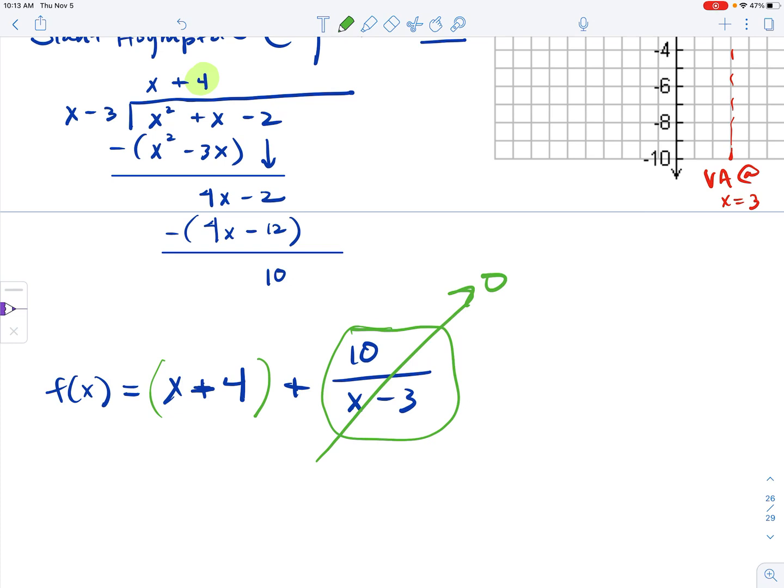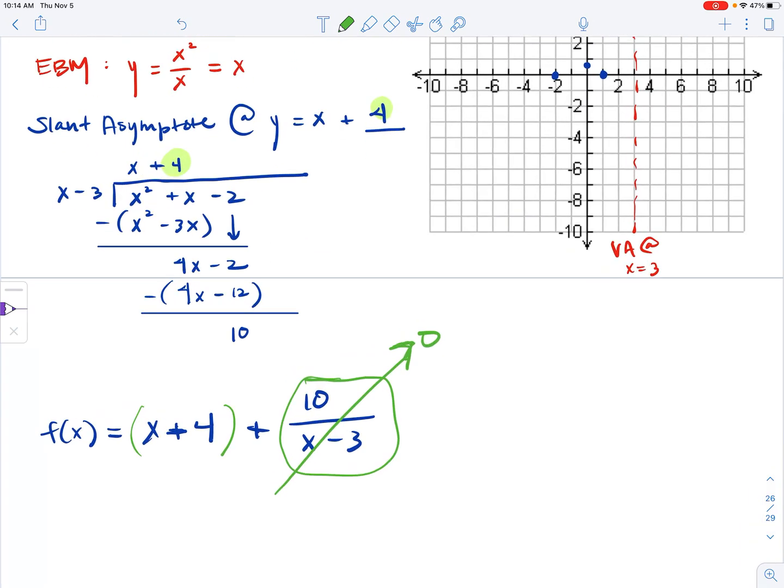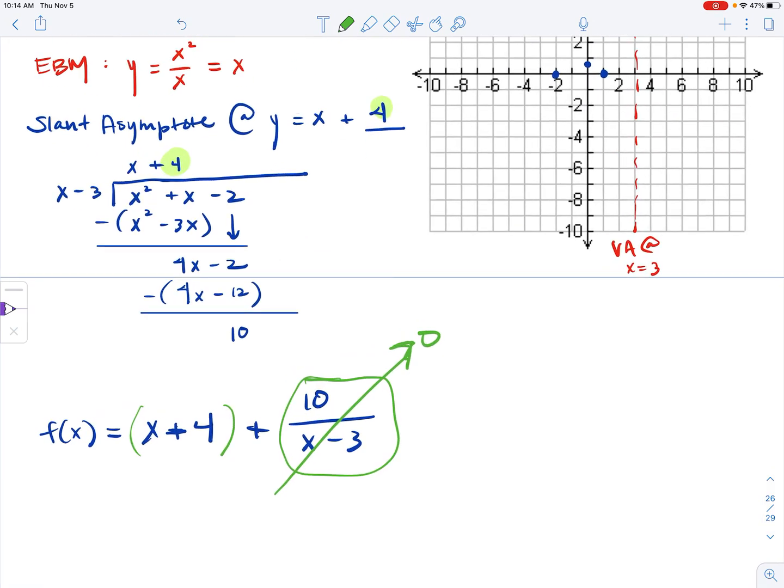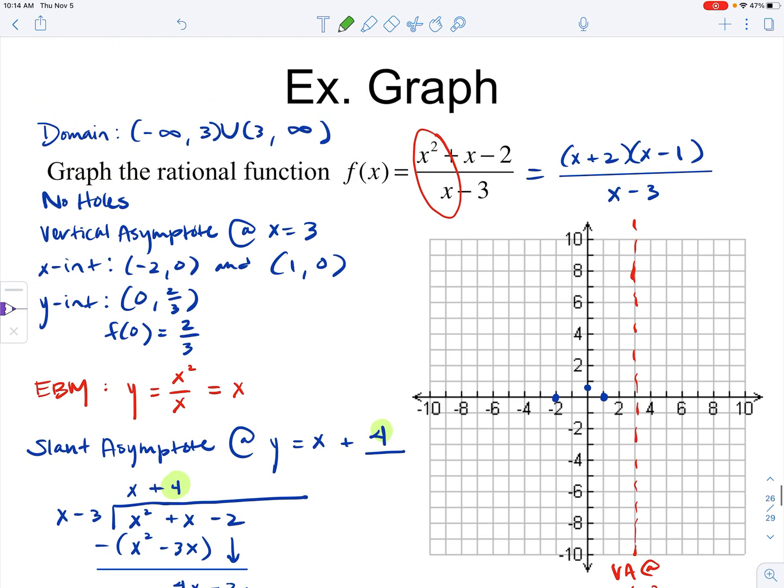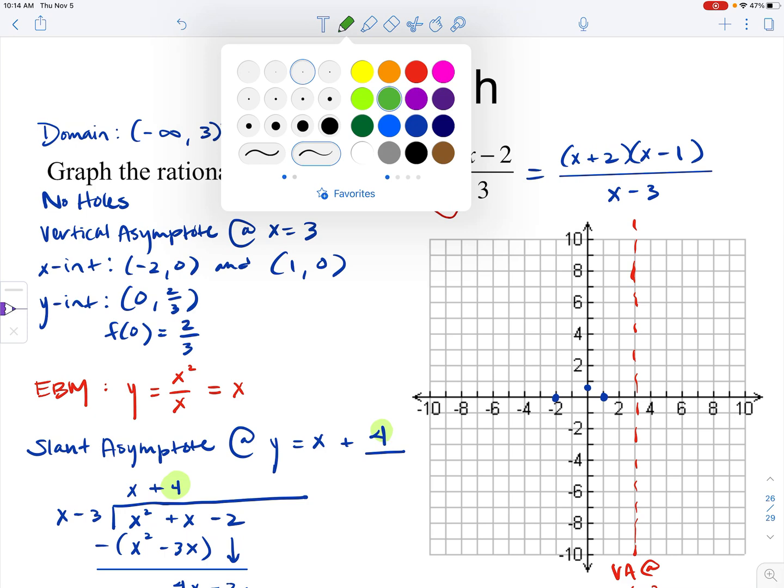because it's 10 over x minus 3, and the denominator as x gets infinitely large or infinitely small will keep increasing or decreasing without bound while the numerator can't keep up, and so that fraction will end up approaching 0. So the function ends up approaching positive infinity as x approaches positive infinity and negative infinity as x approaches negative infinity in the same way that the line y equals x plus 4 does. So that's why we're able to use the equation of this slant asymptote as a description of the end behavior of this rational function.